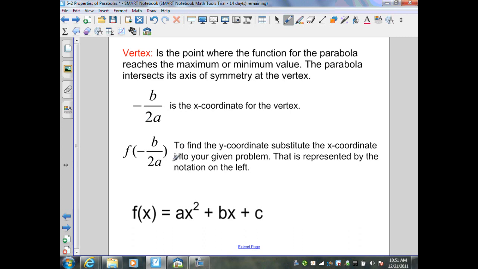To find the y-coordinate, I need to substitute the x-coordinate into the given quadratic function. That represents the notation on the left. So I plug in my x value into the quadratic function. C is some number that is already given to me. And remember, f of x is y. When I solve my problem after substitution, that gives me my y-coordinate.